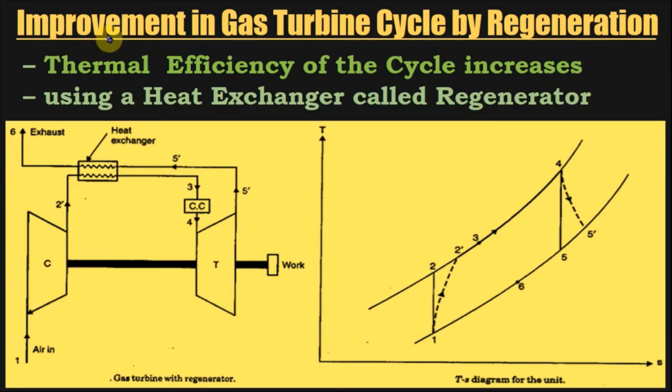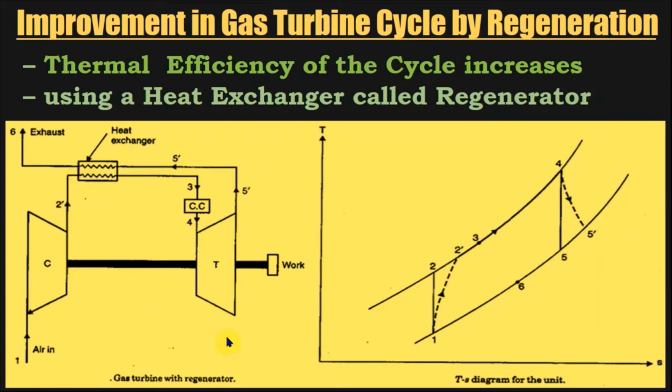Now we will consider the possible improvement of the gas turbine cycle by regeneration. Actually, this is the case where we can expect improvement in thermal efficiency. So the thermal efficiency of the cycle increases if we employ regeneration in a gas turbine cycle. What we do basically is, we introduce a heat exchanger called a regenerator, which makes use of the waste heat from the exhaust gases coming out of the turbine.